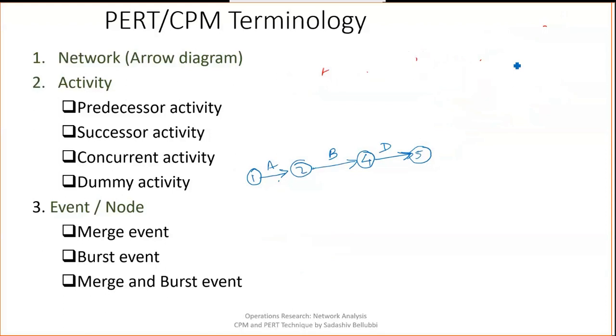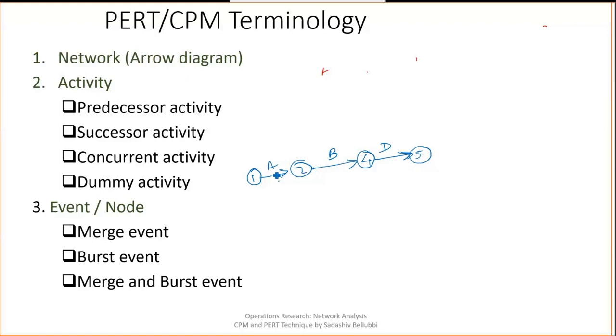Okay, next is the activity. An activity is a task associated with a project, or any individual operation is called an activity. An arrow is commonly used to represent an activity.